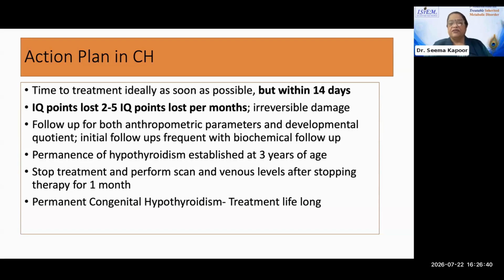Now, why this 3-year figure? It's because 99.5% of the brain development occurs by 3 years of age, at which point of time you can actually give a short break. This short break is 4 to 6 weeks. Then you again repeat L-thyroxine and do a scan.